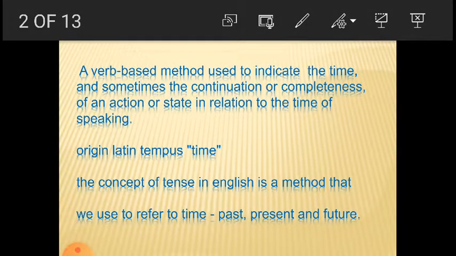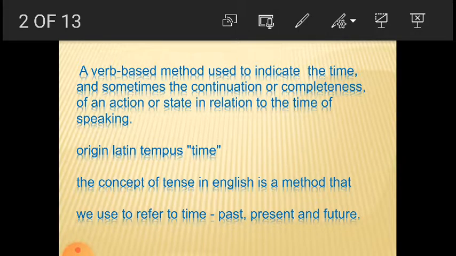What are tenses? A verb based method used to indicate the time and sometimes the continuation or completeness of an action or state in relation to the time of speaking is known as tenses. Tenses has originated from the Latin word tempus, that means time. The concept of tense in English is a method that we use to refer time. Time in the context of past, present and future.